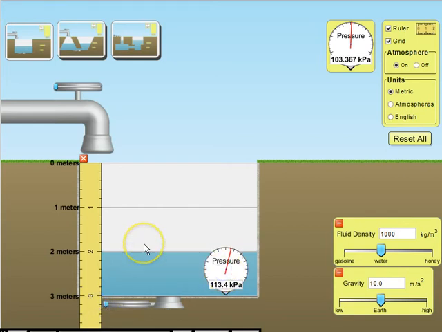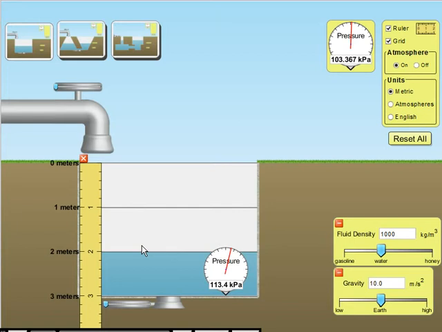Okay. At the bottom of this now it's 113.4 kilopascal. Okay. At the 3 meter mark, I've added 1 meter of water. Can you write this down, please?